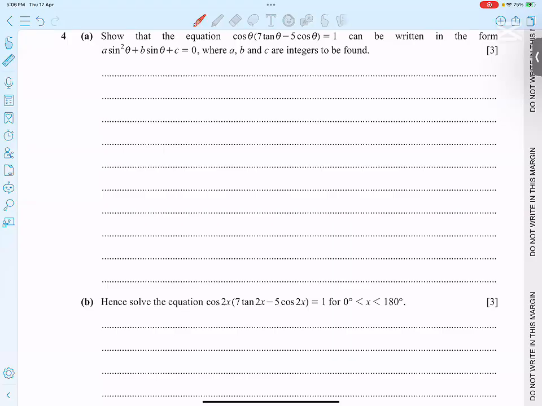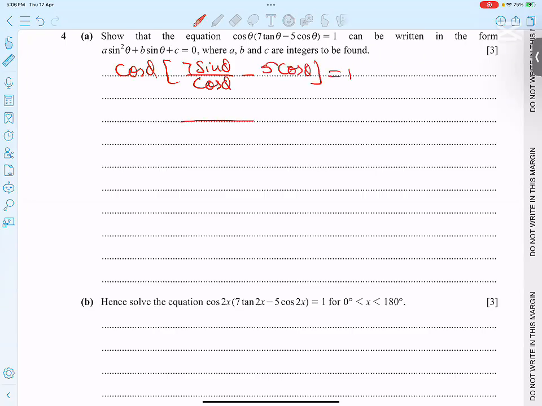Question number 4 we have. Show this equation can be written in this form. So how can we do it? So cos theta in the bracket tan. What is tan? Sine theta over cos theta. And minus 5 cos theta. So don't take a risk.